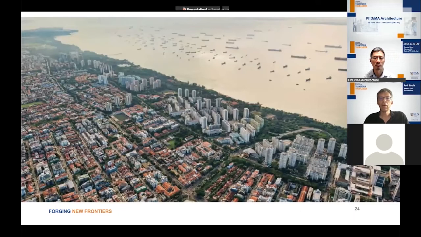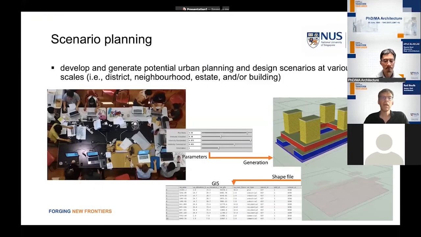And we're focusing on the coastal area around Singapore between the Changi Airport and Tuas Industrial Estate, so a large area. And we're using scenario planning. So the idea is to use studios and other means, maybe a competition, etc., to develop and generate potential urban planning and design scenarios at various scales, from the district, the neighborhood, the estate, and the building scale, and to learn from that what the possibilities are to do this in a computational way so that this information can be collected and analyzed, and from that learn what would be best practices.